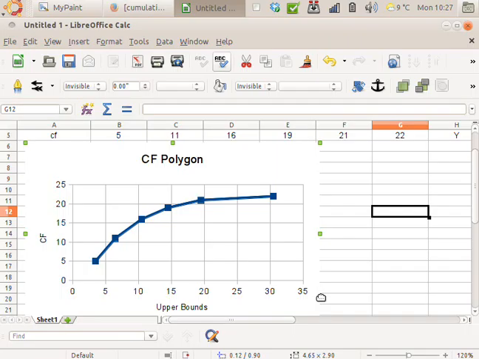So what I need you to do now is copy down the table, then the graph, and then we'll talk about putting in the lines.